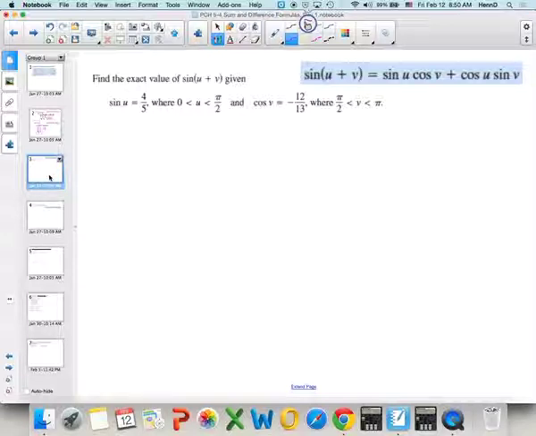Now, you'll notice here we have a range from 0 to pi over 2, and we have a range from pi over 2 to pi. So those are two different quadrants. Okay? Well, that's okay. U is an acute angle. V happens to be an obtuse angle. Alright? And that's okay.